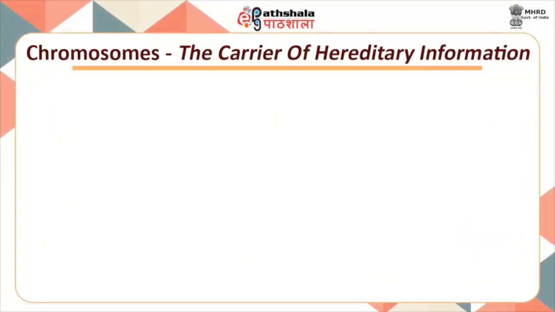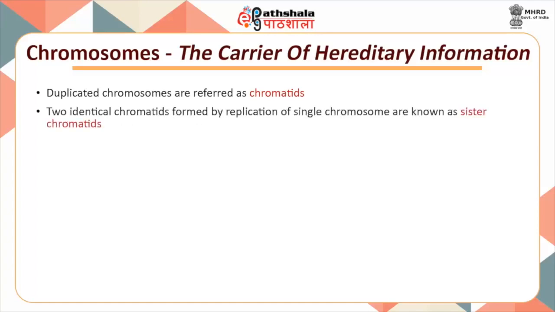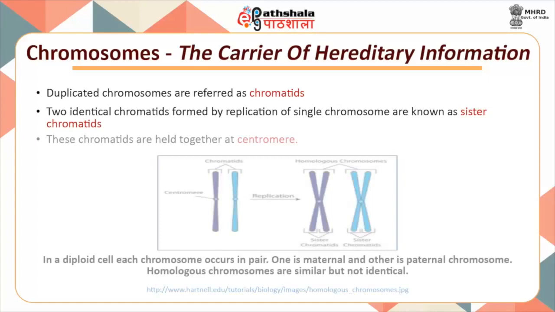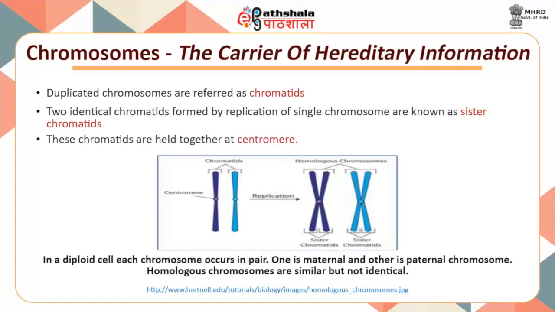A few terms should be clear to you before discussing the cell cycle. You can see in the given figure of chromosomes that it is showing chromatids, sister chromatids, and centromere. Chromatids are the duplicated chromosomes formed after DNA copy. When a single chromosome replicates and forms two identical chromatids, they are termed sister chromatids. These sister chromatids are held at the centromere. Very clearly, you can see these structures in the given figure also.